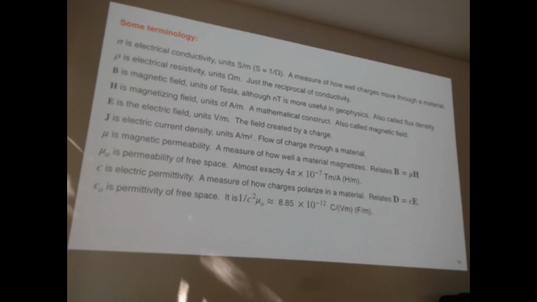It's a little like current in a wire, except we don't have wires, we have big blocks of rock. And so instead of just measuring amps in a wire, we have to measure current density.